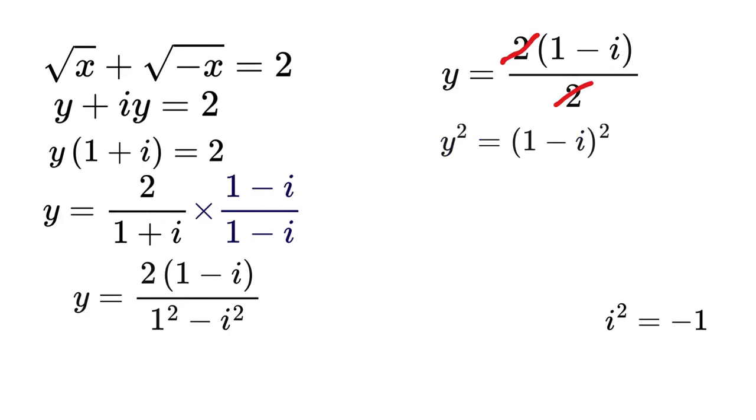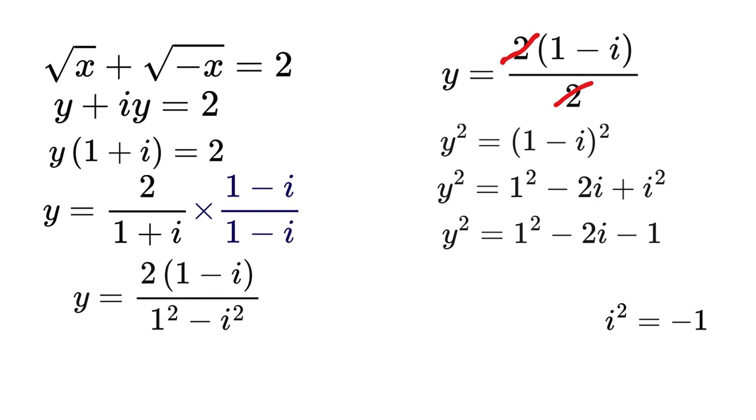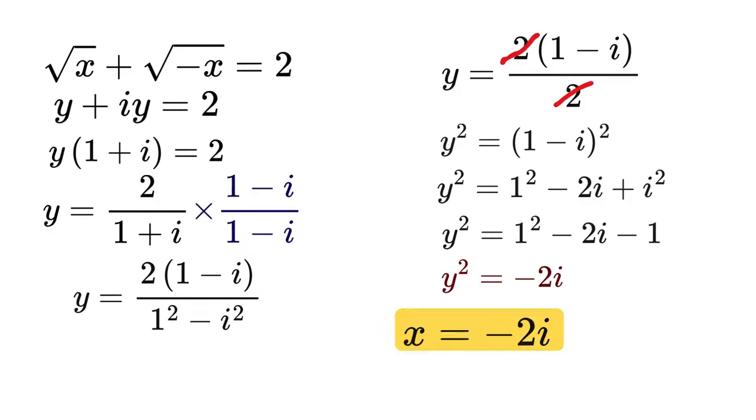Now we take square on both sides, so it becomes y square equals 1 minus iota whole square. By expansion, it becomes y square equals 1 square minus 2 iota plus iota square. By solving this, y square equals minus 2 iota. Remember, y square equals x, so replace y square by x, and this becomes x equals minus 2 iota. So that is our final answer.